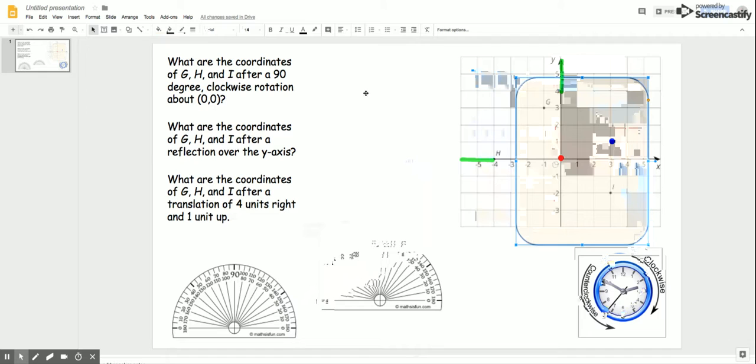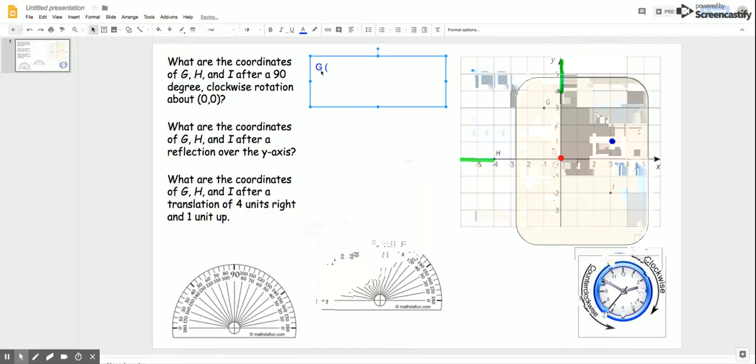So now we have point G, which was located at (-1, 3), is now at (3, 1). So I'm going to go ahead and write that. So G was at (-1, 3), is now at (3, 1). And that's how we rotate a point 90 degrees clockwise on a coordinate grid. So you go ahead and figure out what H and I would be.